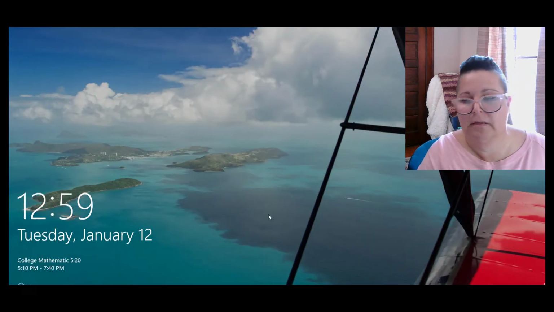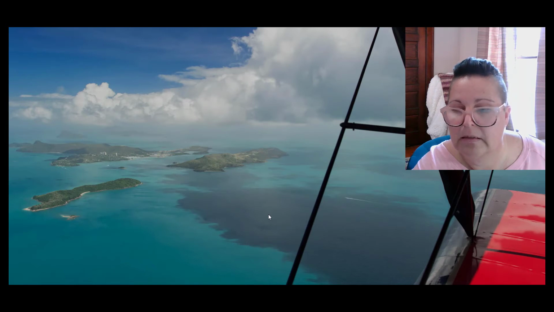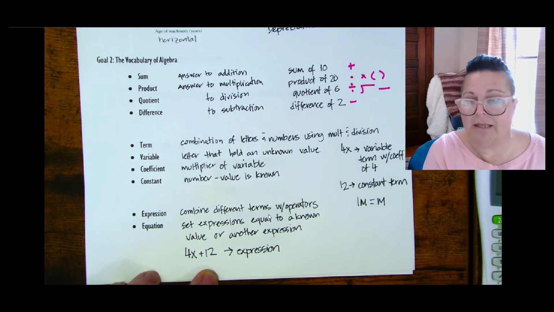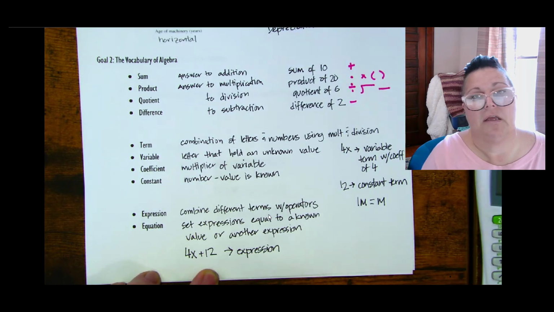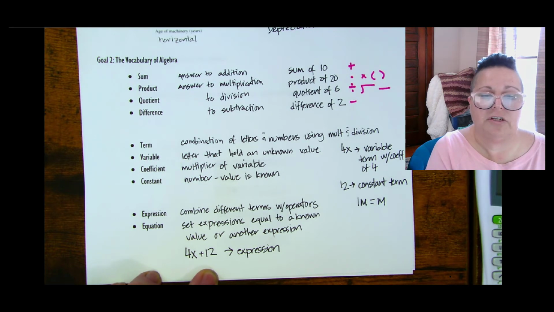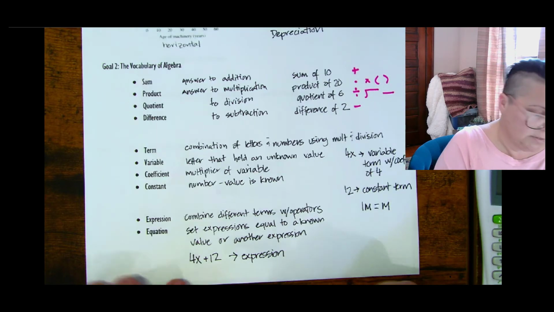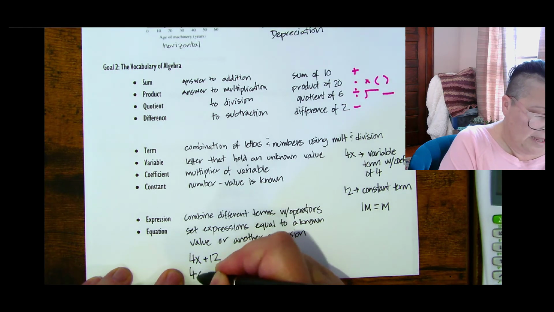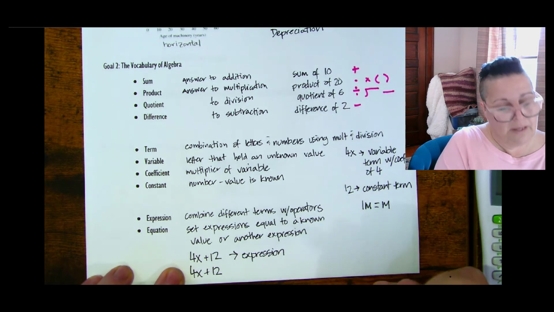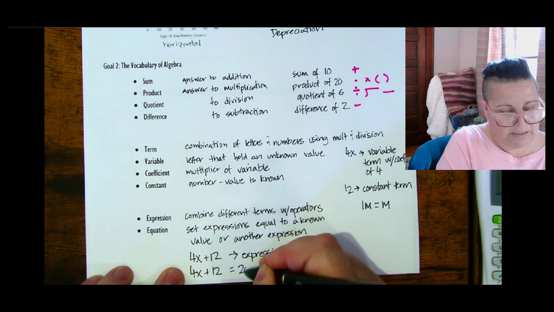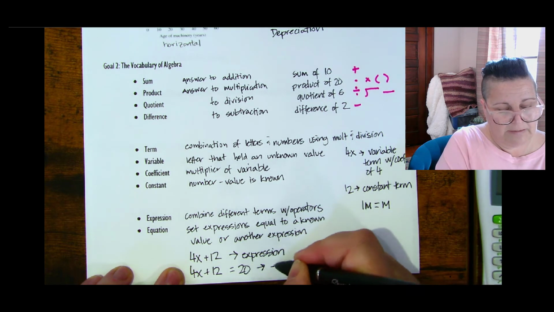It is not set equal to anything, so it would not be given the definition of an equation. In order to be an equation, we have to set the expression equal to something. So if I had 4x plus 12 and I set that equal to 20, now it is an equation.